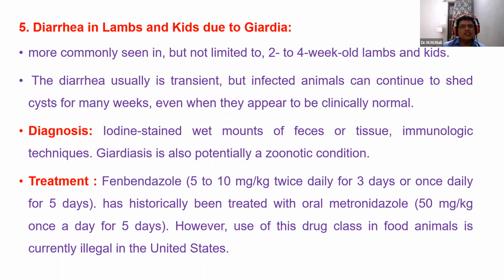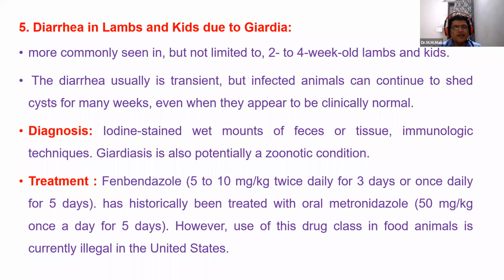Coming to the next organism, that is diarrhea in lambs and kids due to giardia. This condition is more commonly seen in, but not limited to, 2 to 4 week old lambs and kids. The diarrhea usually is transient, but infected animals can continue to shed cysts for many weeks even when they appear to be clinically normal. Diagnosis is made with iodine stained wet mounts of feces or tissues, and immunological techniques. Giardia is also potentially a zoonotic condition.